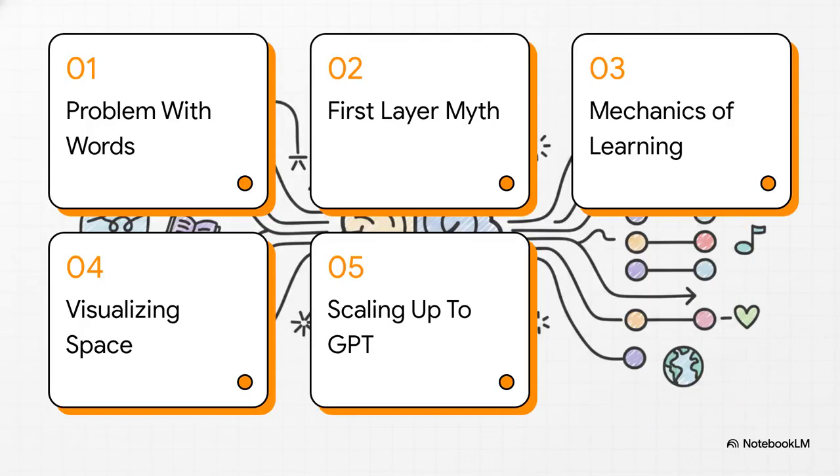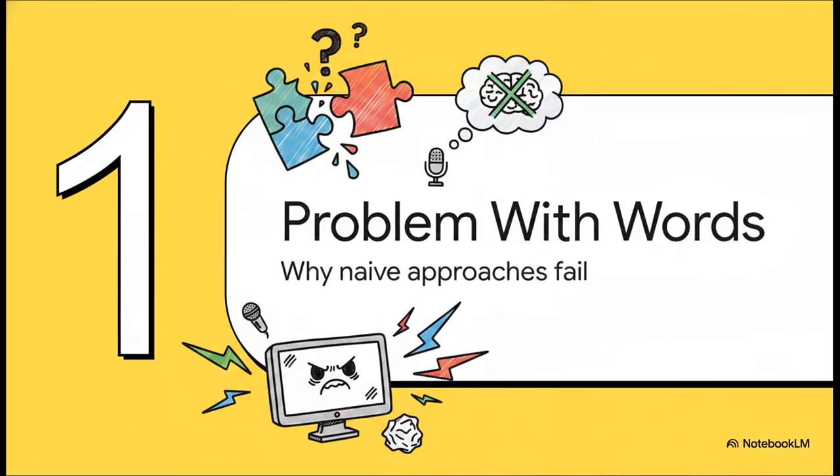Here is our roadmap for today. 1. The problem with words. 2. The first layer myth. 3. Backpropagation and the Adam optimizer. 4. Visualizing high-dimensional space. And 5. Scaling all of this up to GPT. Let's start with Section 1, the problem with words, and exactly why naive approaches just outright fail.